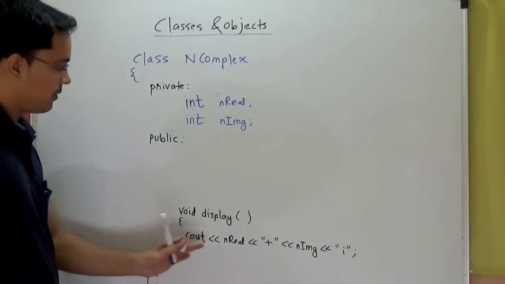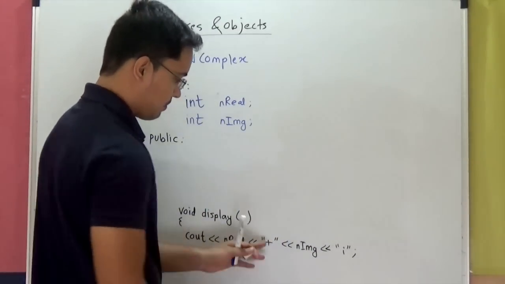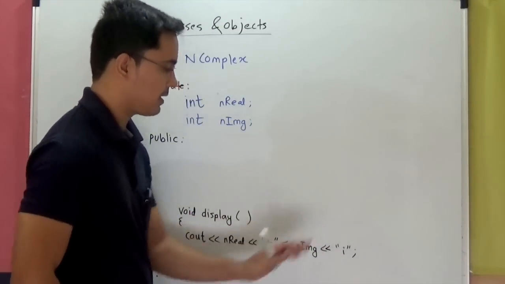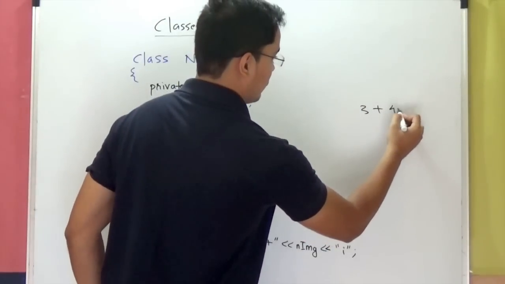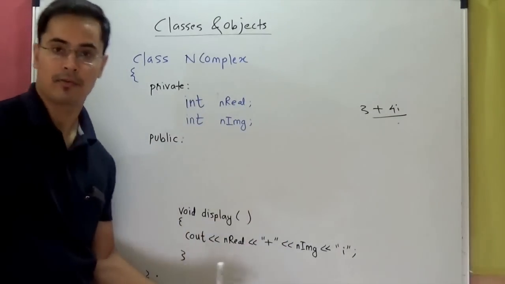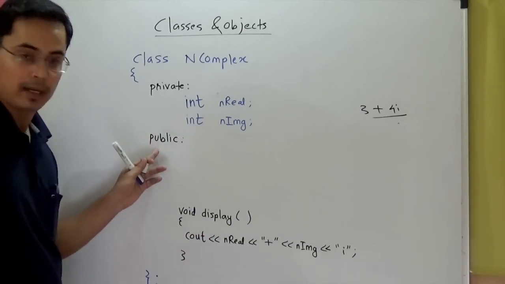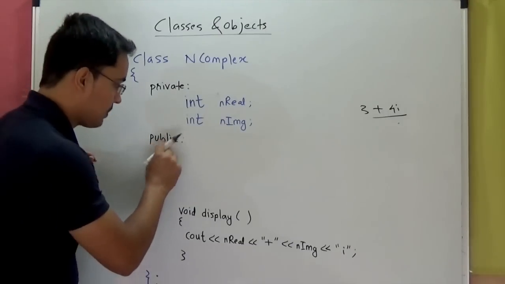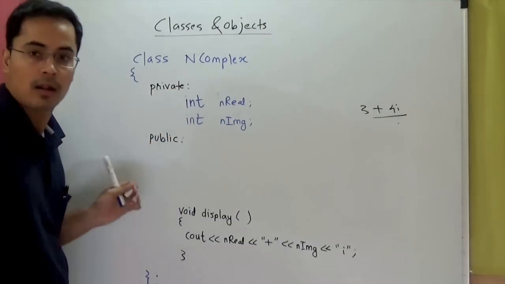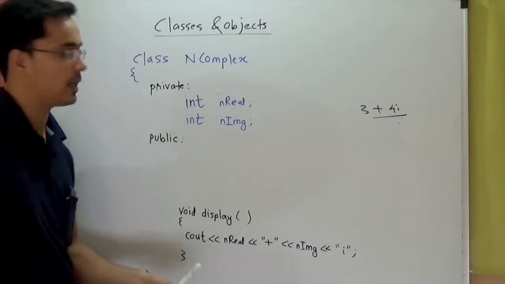So this is how I would like to display my complex numbers, like n real part plus sign, imaginary part, and something like this, 3 plus 4i, right? So this is a normal member function whose name is display. This is public in scope. Once you say public and colon, all the member functions or data members after this are public, right?